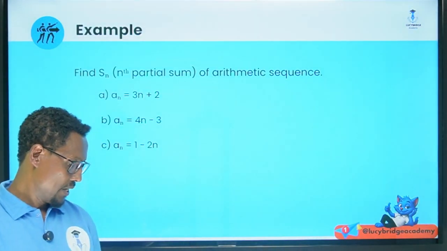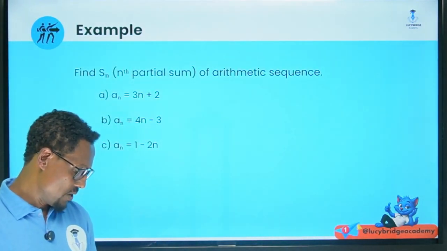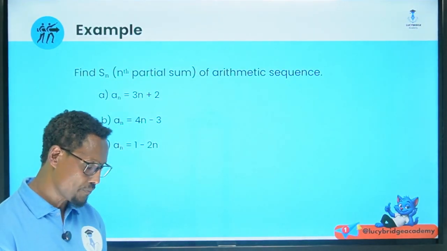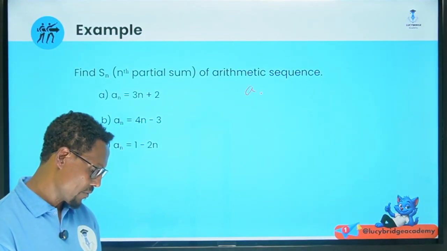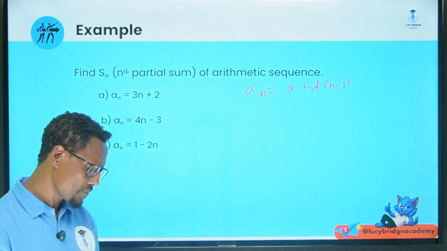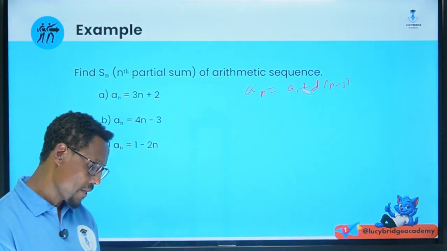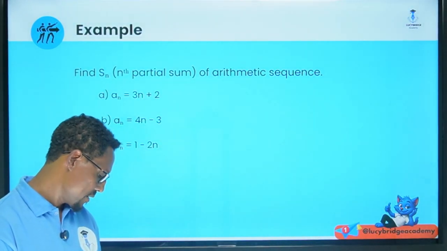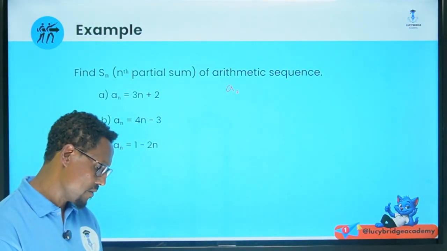That's it. Now find Sn, the partial sum of an arithmetic sequence. Again we are asked to find Sn. The arithmetic sequence is given by the general term An equals 3n plus 2, where An is A1 plus D times n minus 1.